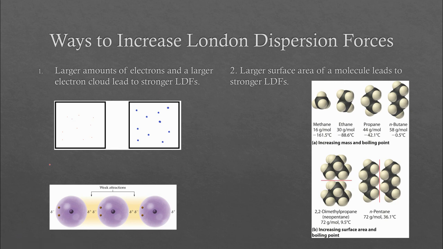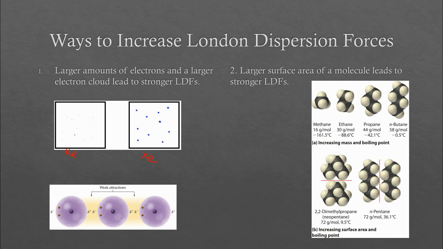There are a few ways to increase London dispersion forces. The first way is that larger amounts of electrons and a larger electron cloud could lead to stronger London dispersion forces. So here you see this box represents helium, this box represents xenon. Both helium and xenon are noble gases. They exist as just individual atoms. They won't really form bonds or diatomic molecules.